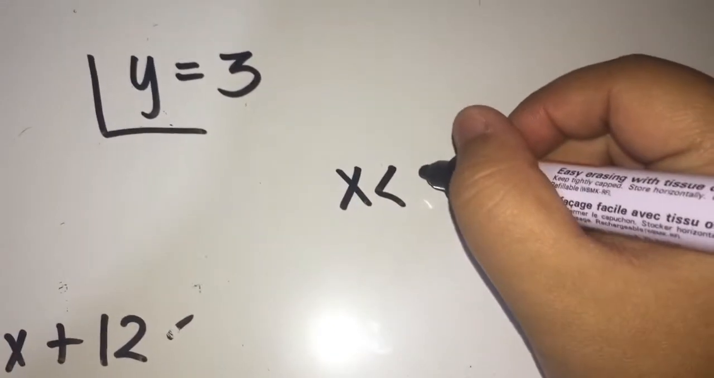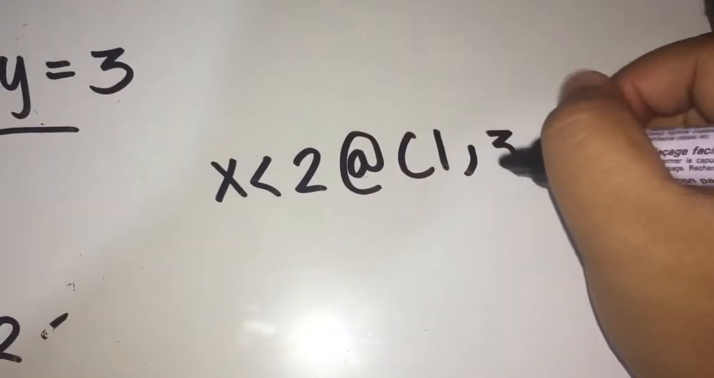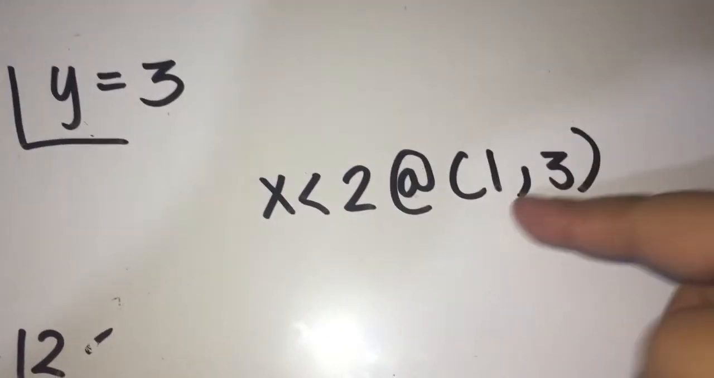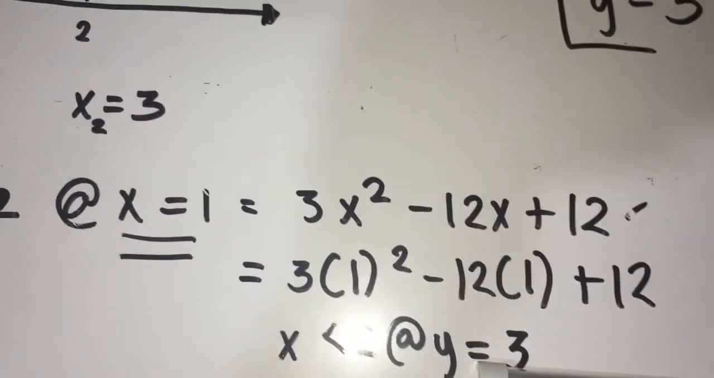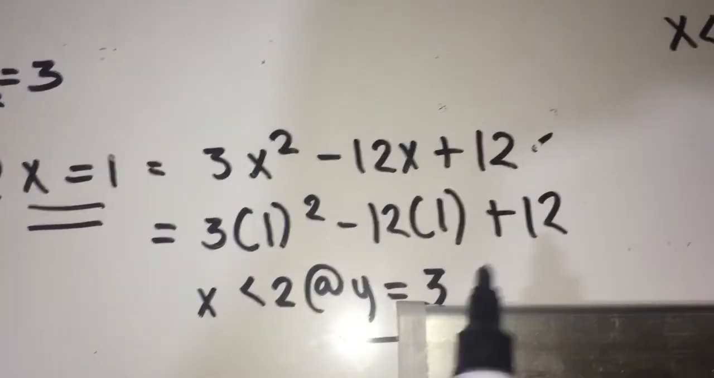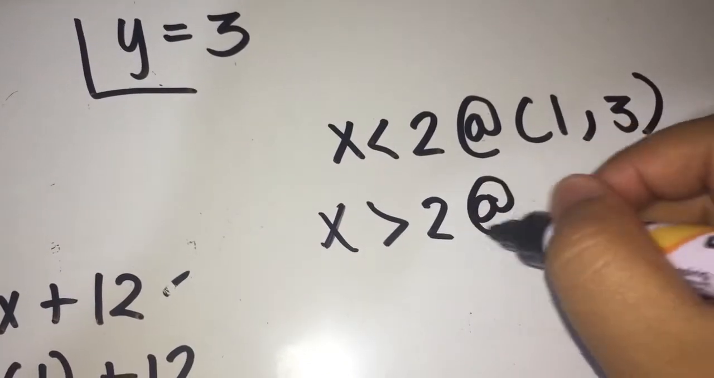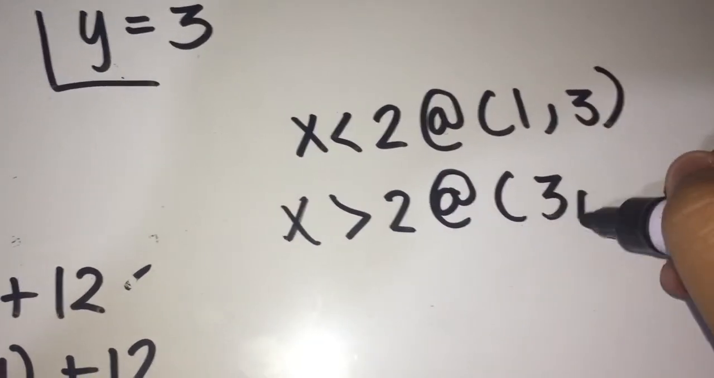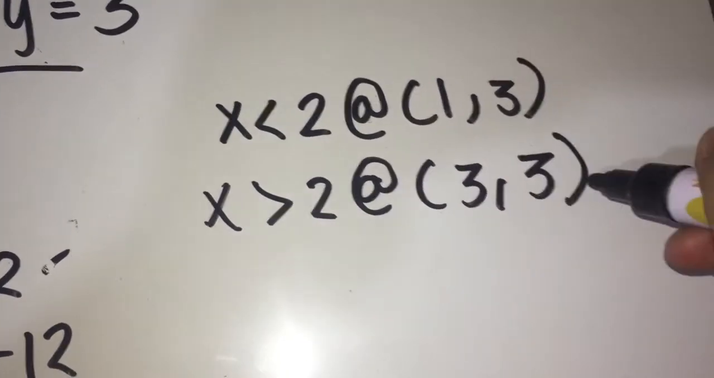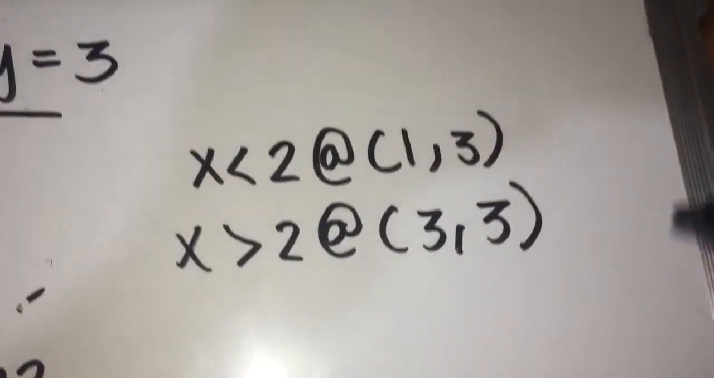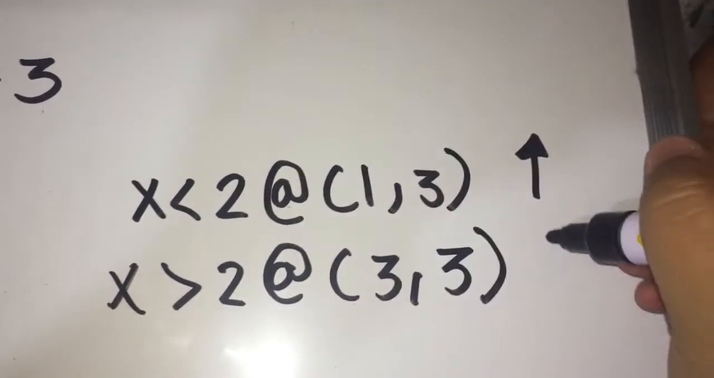For x less than 2, at 1, 3. This is our x and our y, which we solved earlier. As you can see, and then for x greater than 2, at 3, which is our x, and our y is 3. So it means there is no maximum or minimum because both are increasing.